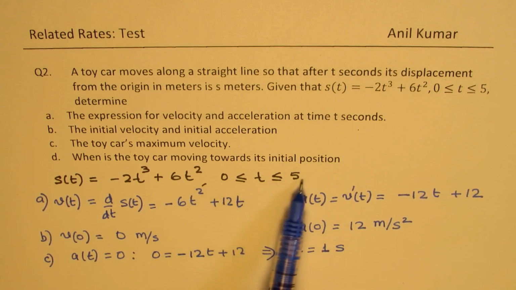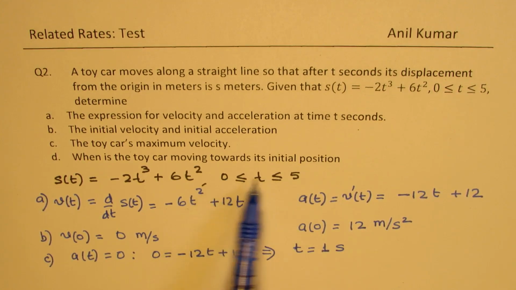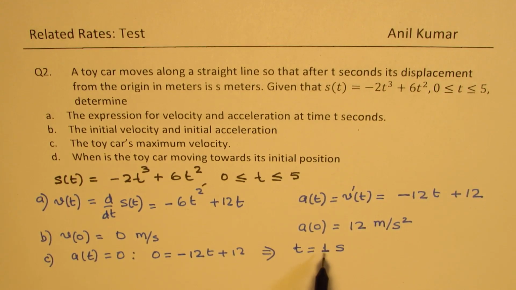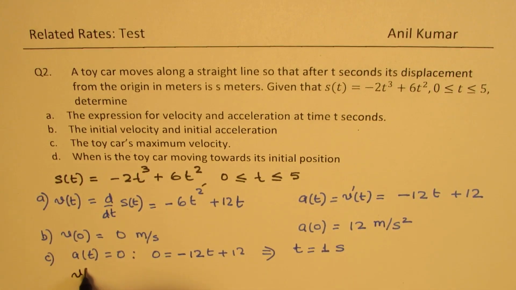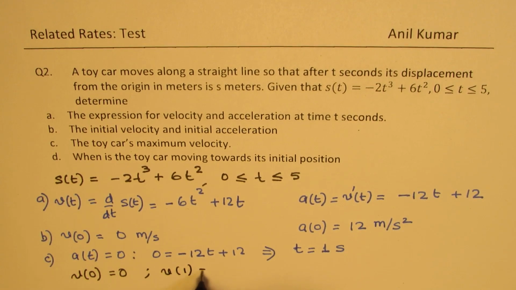Since you are also given a boundary condition, you can also check with the boundary condition in this particular case, right? There's only one critical number at this stage. So what we will do here is check the velocity at t equals 1, 0 and 5. We already have an expression for velocity, which is right there. So velocity at 0, we know is 0, right? Velocity at 1 is, substituting 1 here, minus 6 plus 12, which is equal to 6.